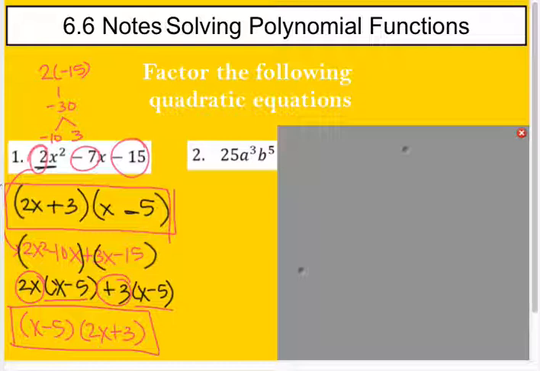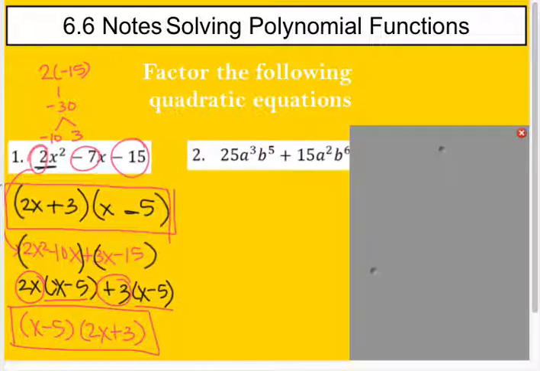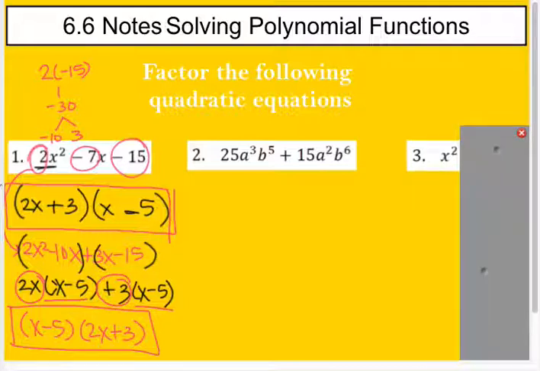Number two. It says to factor this one. First thing I notice here is that it's not a quadratic, so I just say, well, what can I take out of each part? So I think of my greatest common factor. Well, 25 and 5 are both divisible by 5. If I have a to the third and a squared, I can take out an a squared, and b to the fifth and b to the sixth, I can take out a b to the fifth. You always take out the lower exponent that they have in common.